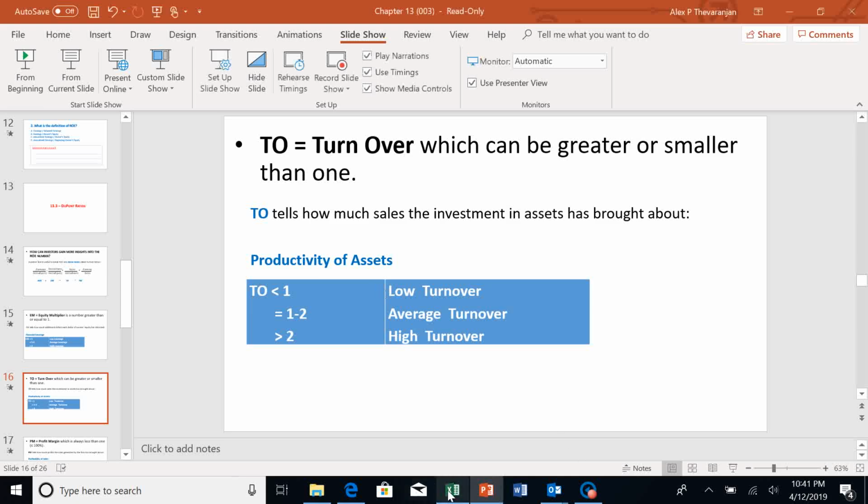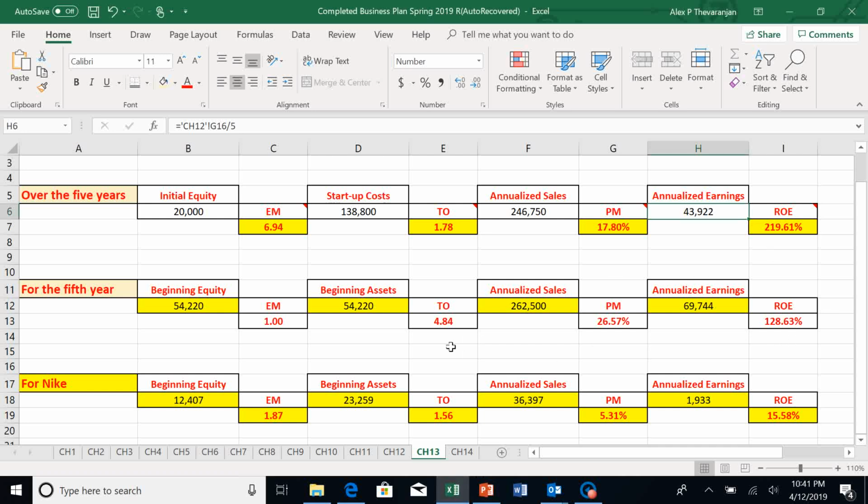So when we come to the 5 years, if you look at the turnover, right, we have 54,220 in assets, but the sales are more than 4 times. So this turnover is pretty good, way higher than 2. So it's a high productivity of your assets, and that's contributing to this high ROE. But if you come over the 5 years, right, and if you see your average sales is 246, there the turnover is low. So what was making this so profitable was the financial leverage, equity multiplier.